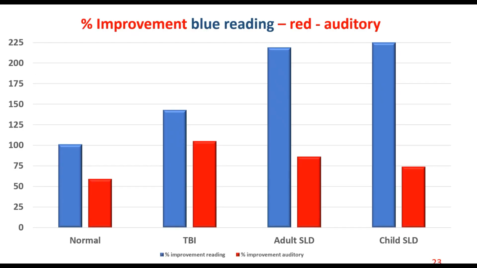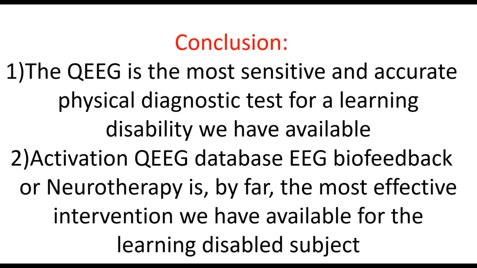Significant improvement. Blue here refers to reading, and red auditory, this is percent improvement. And you can see both the adult and child specific learning disability shows significant improvement, well over 200%. Conclusion: the QEEG is the most sensitive and accurate physical diagnostic test for learning disability that we have available. Activation QEEG database EEG biofeedback or neurotherapy is by far the most effective intervention we have available for the learning disabled subject.